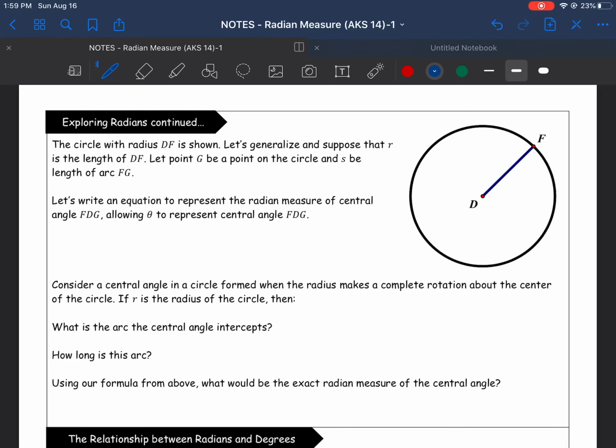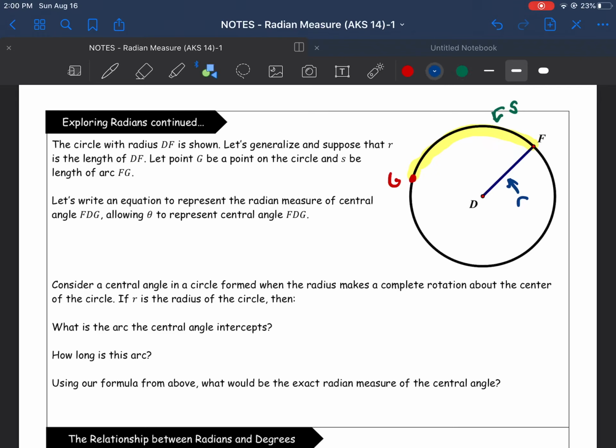So here in this example, we have a circle with center D, and we have a point F such that DF is the radius of the circle. Let's call the radius R, so R is the length of the radius. And let's construct a point G anywhere on the circle, so I'm just going to put it right here. And let's say that the arc FG, we'll call that arc length S.